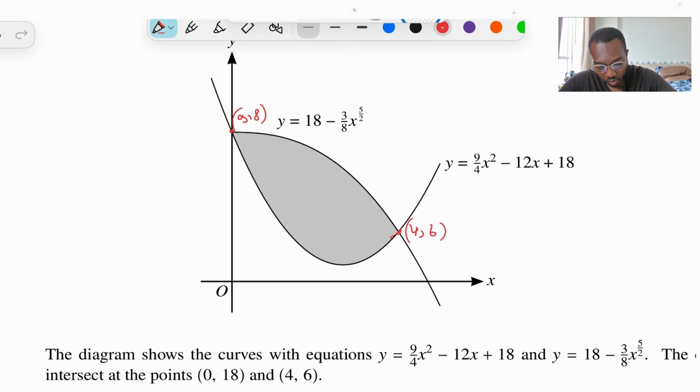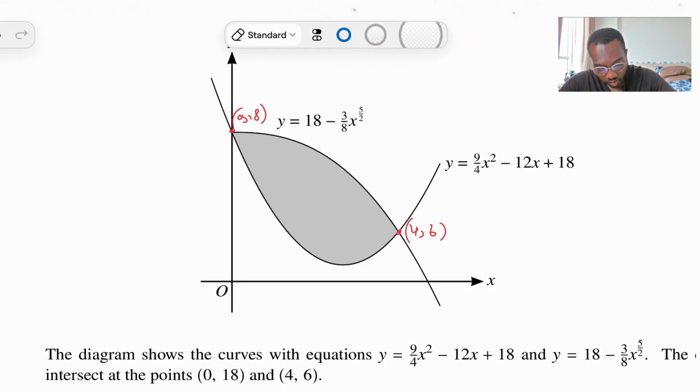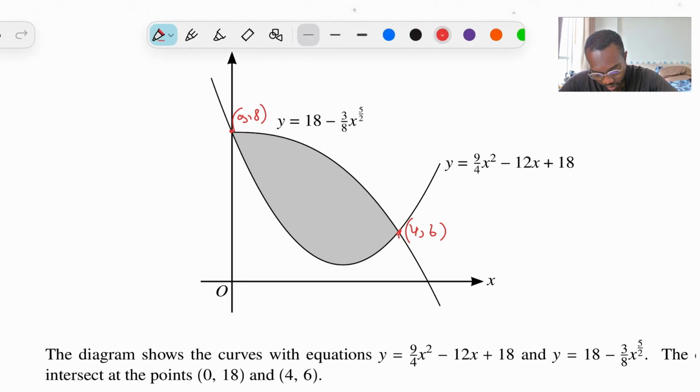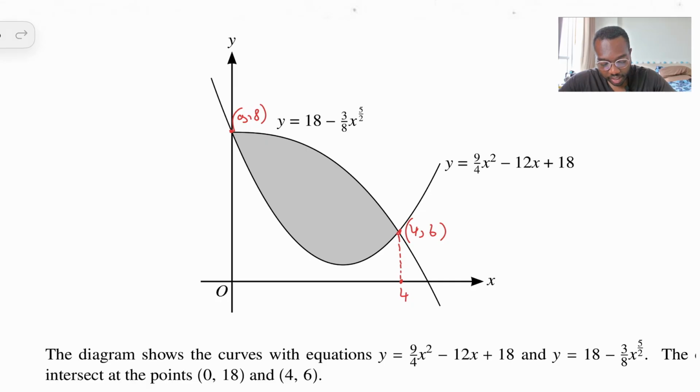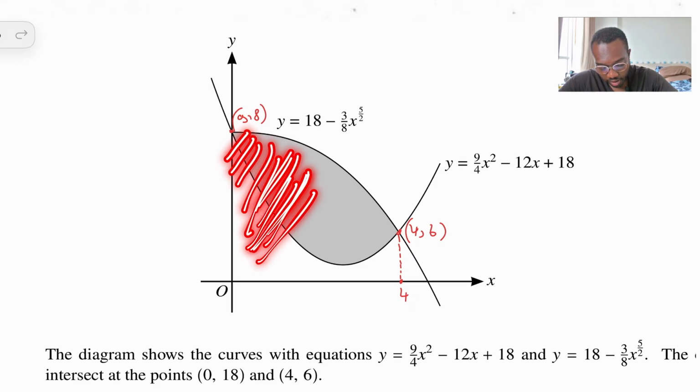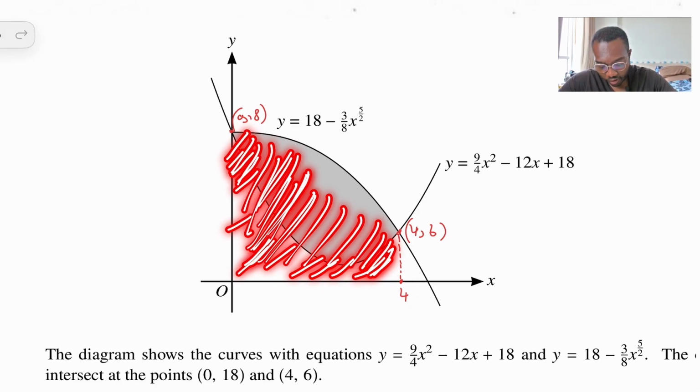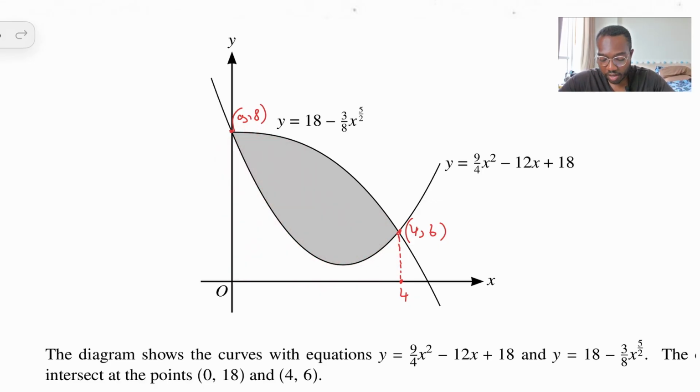Okay, so because we know that, what that tells me is, if I just draw a little line here, we know that obviously this would be 4 here, and then that's the origin here. And if we think about the area, if we're integrating just 18 minus 3 over 8 x to the power of 5 over 2, it would be like all of this, right? Between 0 and 4, it would be all of this we would work out. And then if we just did the 9 over 4 x squared minus 12x plus 18, it would be all of this.